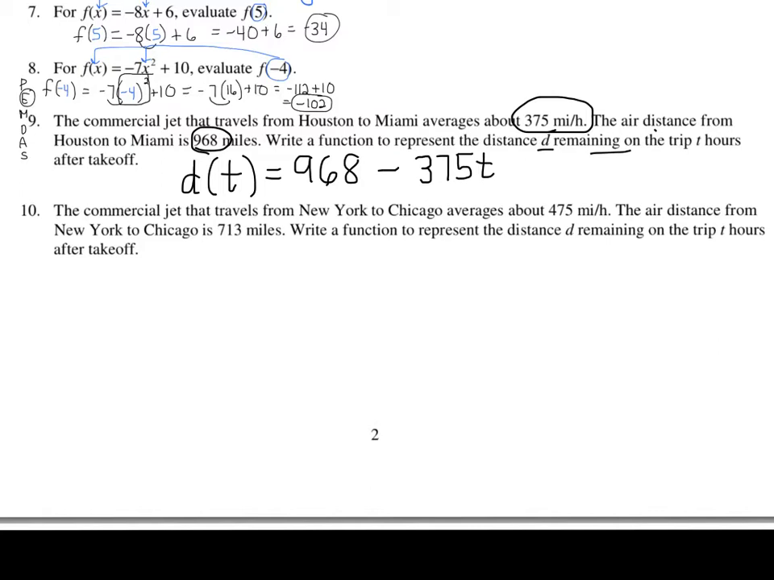So that's it. Number 10 is very similar. It's going to start with d of t. You start with the distance for your trip, and that distance gets smaller depending on how fast you are flying and how many hours you have been in the air.